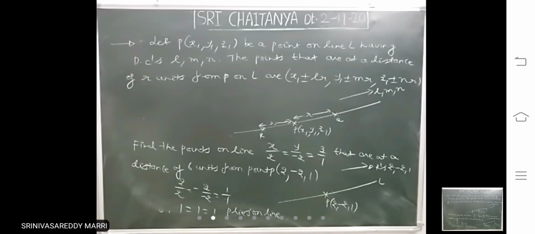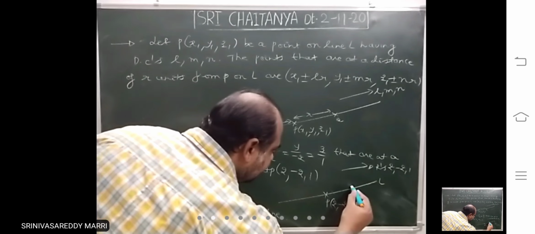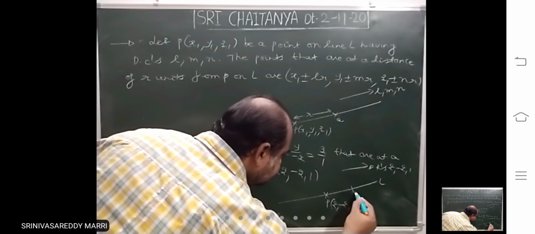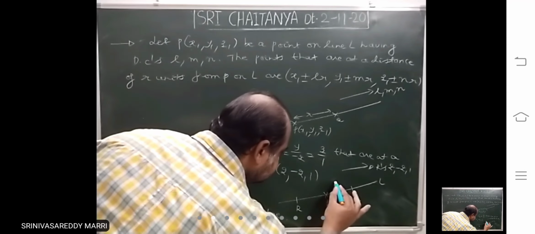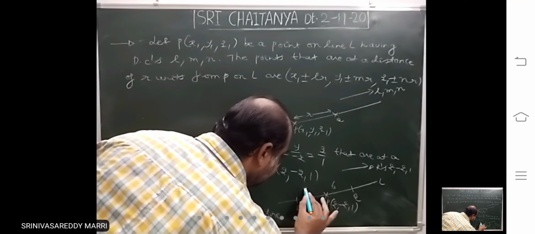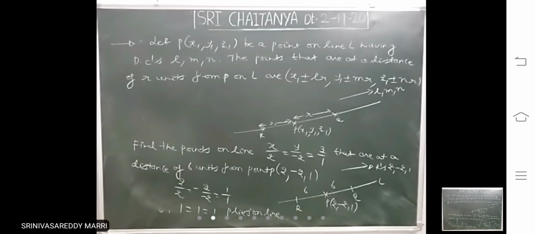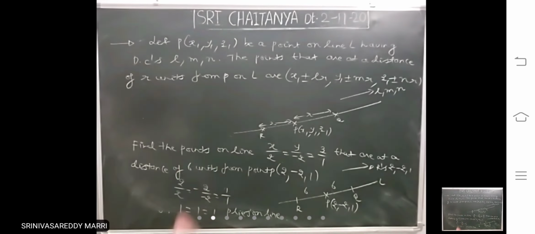This is a point on the line. That means from this point, you have to calculate points that are at a distance of 6 units. 6 units means this side 1 point will be there, this side 1 point will be there. Now for calculating that, use this formula.